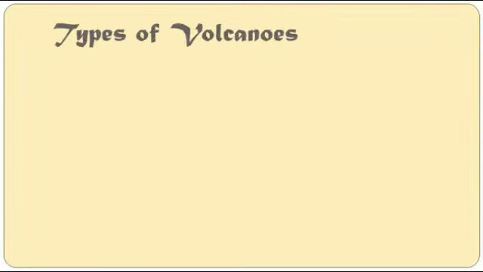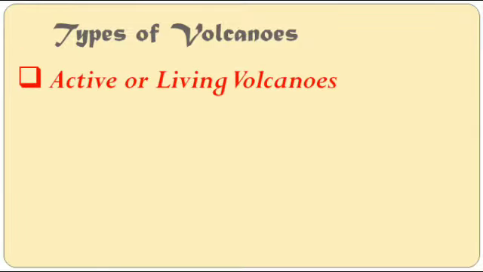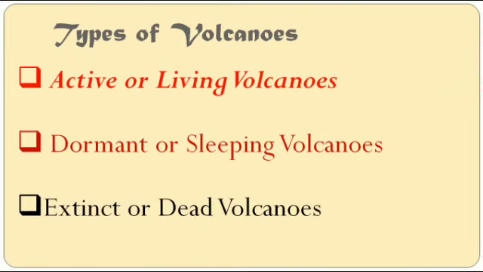Then we have types of volcanoes. Volcanoes are divided into three types. They are active or living volcanoes, second is dormant or sleeping volcanoes, and third is extinct or dead volcanoes. Depending on the nature and frequency of eruption, volcanoes are classified in these three categories. Let us now study in detail about the first, second and third volcanoes. First, the active volcano.